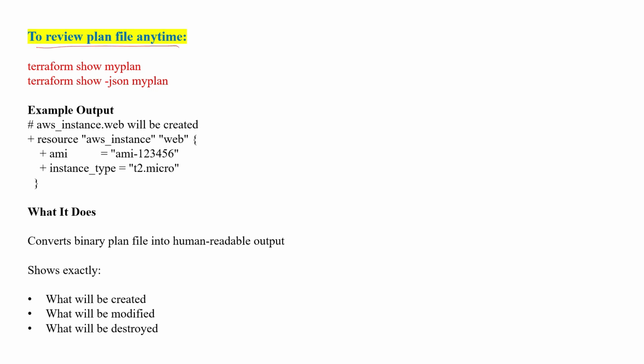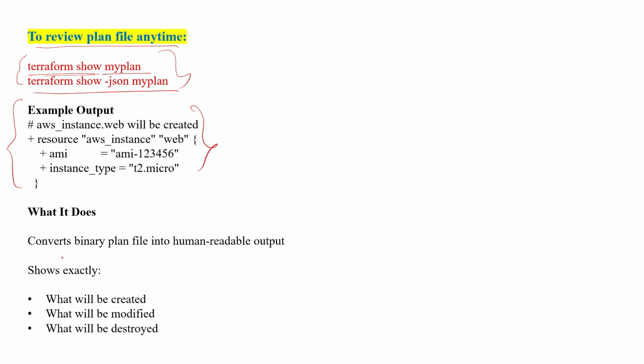So suppose you did the planning yesterday, and now before execution you want to check the plan file to see what we are going to implement in the environment. So you can run the Terraform show command, and with Terraform show you can specify the name of your file. If you want to check it in JSON format, then you can specify -json as well. Okay, so this is the example output that we discussed just some time back.